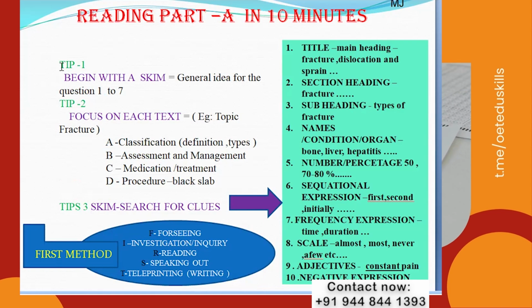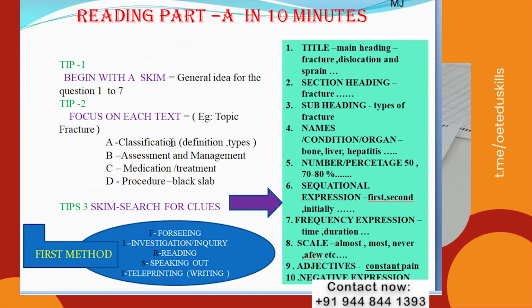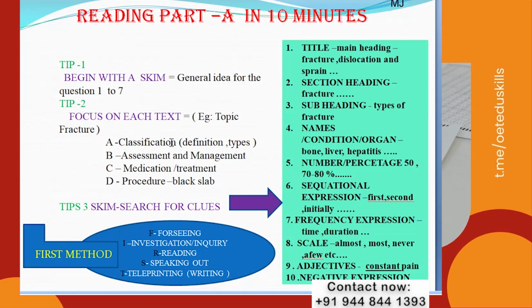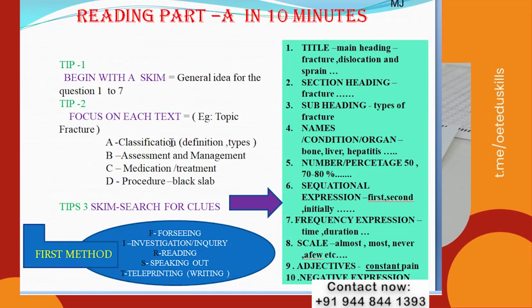Then the second one is to focus on each text. That means the main topic sentence is there. Then according to the text, we need to keep one heading. That is only for our own purpose. We need to understand where we can find the exact questions. So for our understanding, we need to write one heading over the top of the question paper. You can write it in the upper corner, or you can take a small piece of paper. While practicing, you can use a small paper and write the four headings.